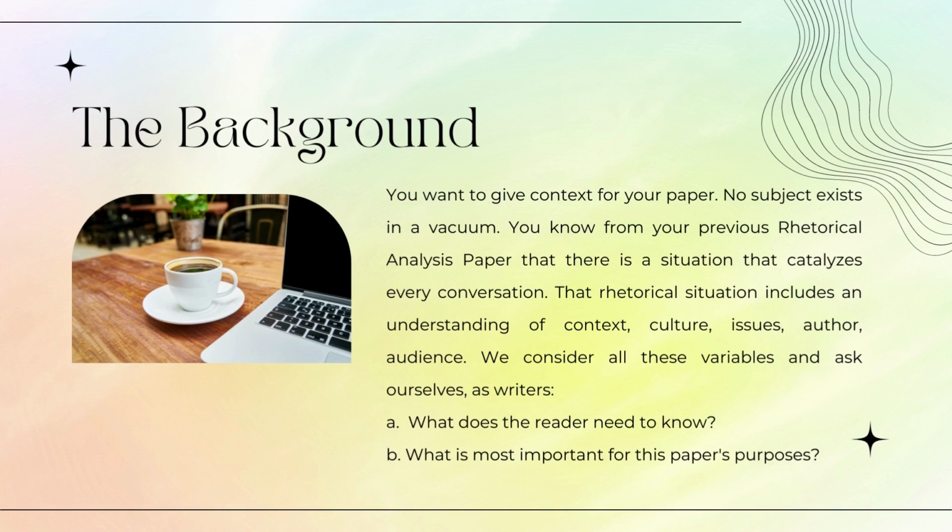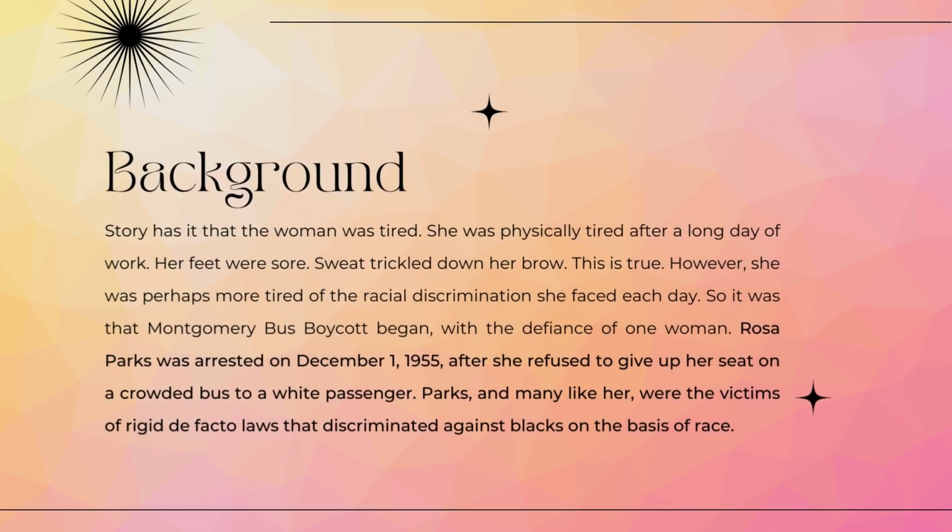So when you're doing Dr. King's Letter from Birmingham Jail, what does the reader need to know about that text? What is the most important thing they need to know about that text? Can you give an overview of a text? And when you do this, this is something that should be done in about 2 sentences. You should not use too many words to complete this portion of the background.